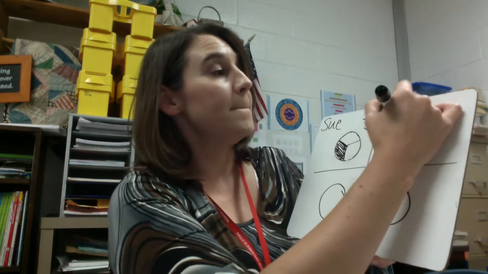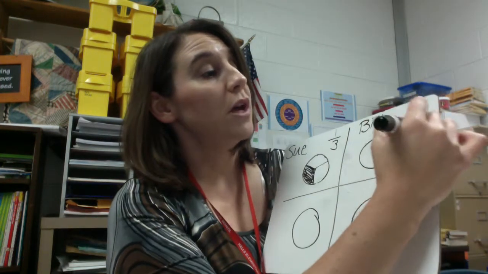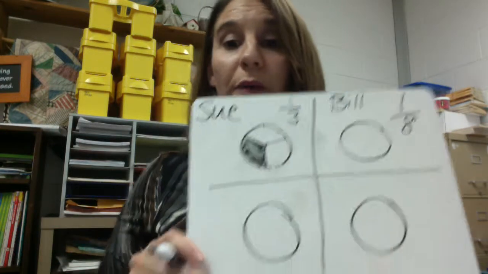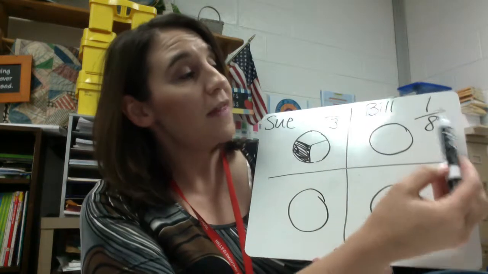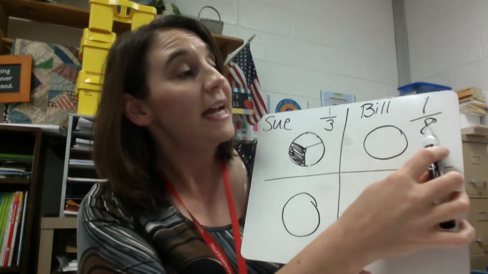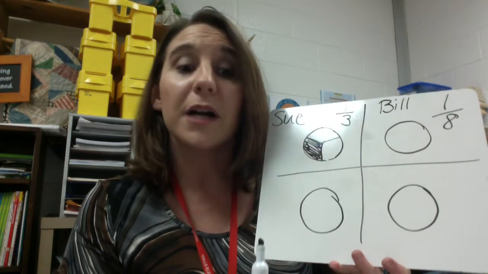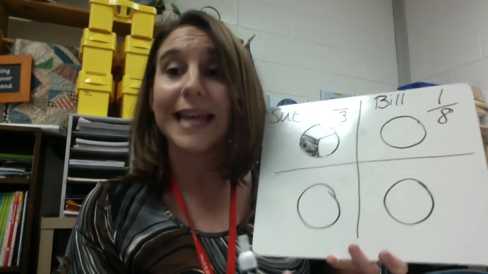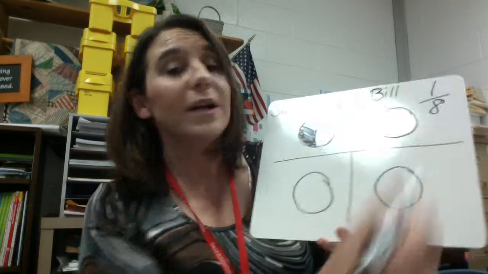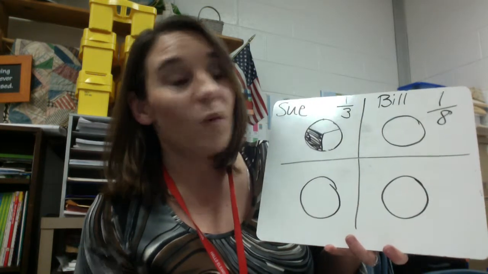Now if you remember, Bill ate 1/8 of his pie. How do I show 1/8? Well, what do I know about this? I know that my whole pie needs to be divided into 8 equal pieces. Whisper that to yourself. Say equal. Because that's what we're talking about with fractions, equal portions of the whole. So I need 8 equal portions. 8s are really easy. Watch this.